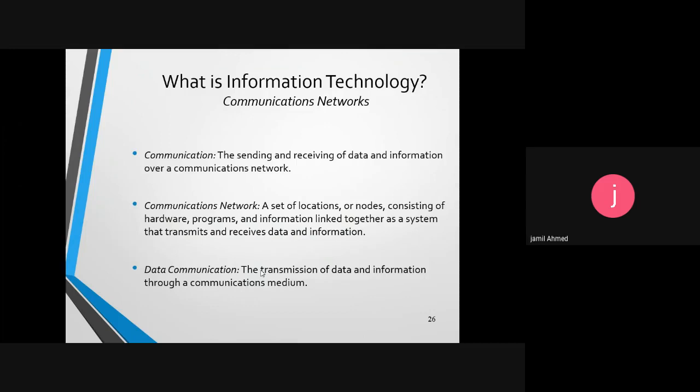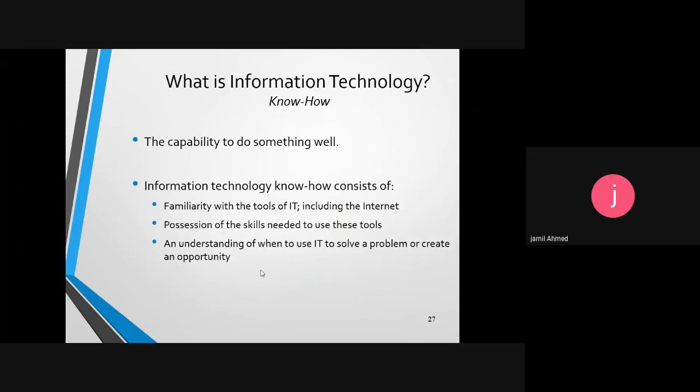So data communication is the transmission of data and information through communication mediums, and these mediums are the cables and conduits, and now wireless technology has also been brought into information technology.